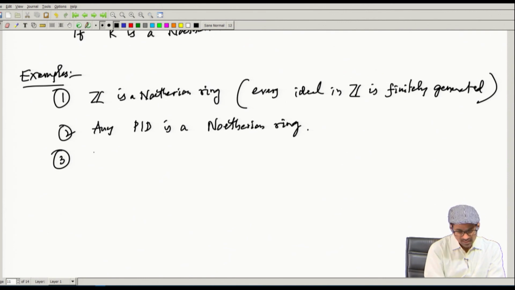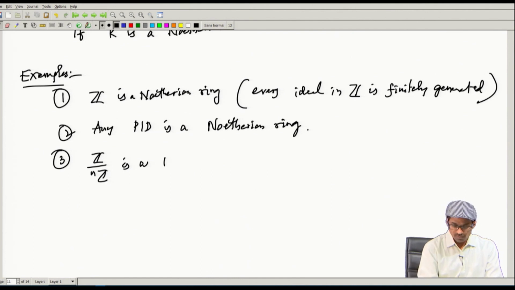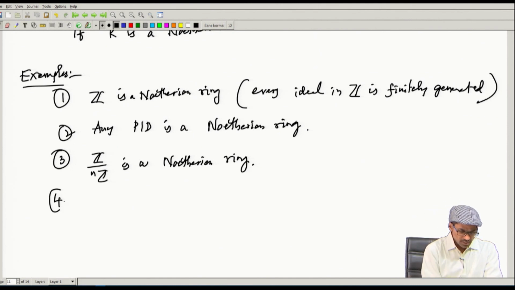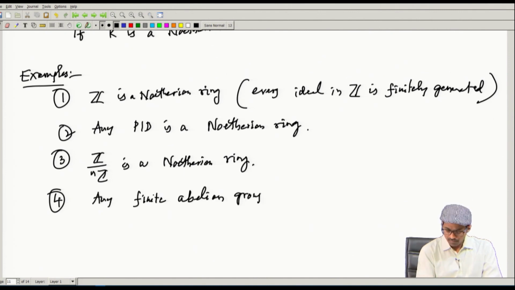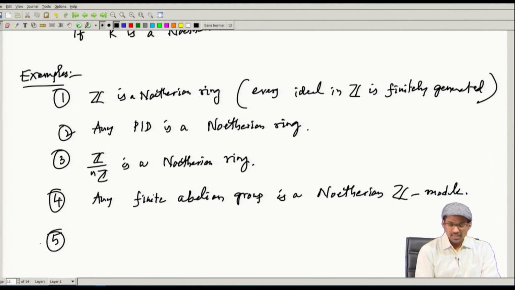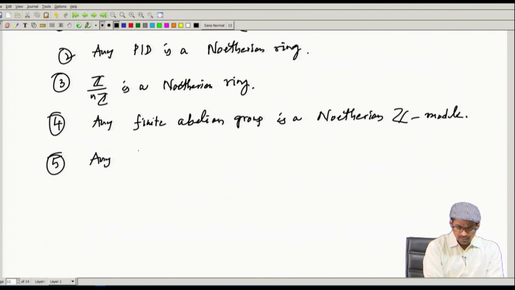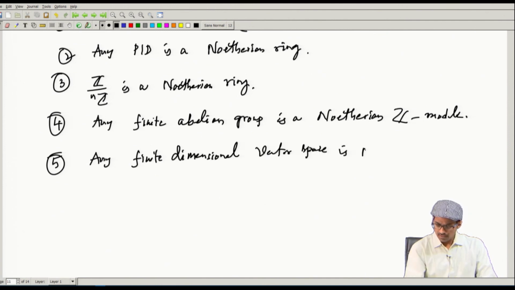Look at Z mod nZ. Z mod nZ is a Noetherian ring or a Noetherian Z module. Why? Because it is just a finite ring, and any finite ring is in fact a Noetherian ring. The next one: any finite abelian group is a Noetherian Z module. Any finite dimensional vector space over a field is Noetherian, is a Noetherian module.